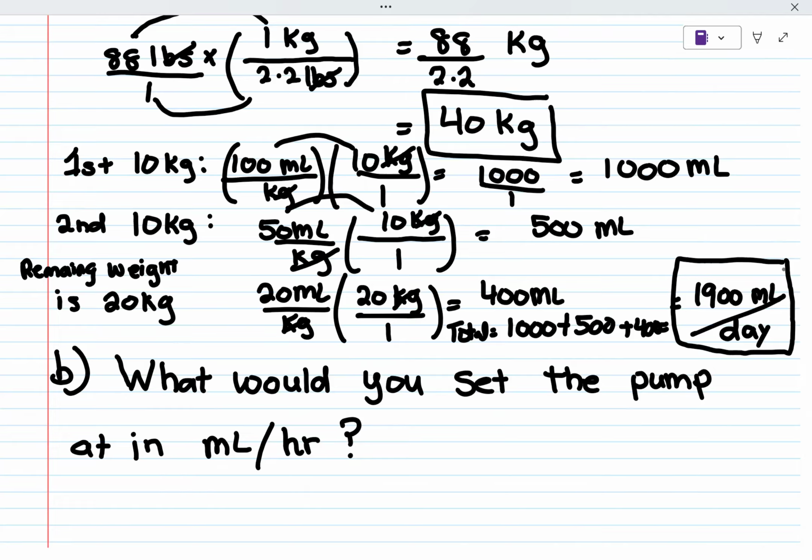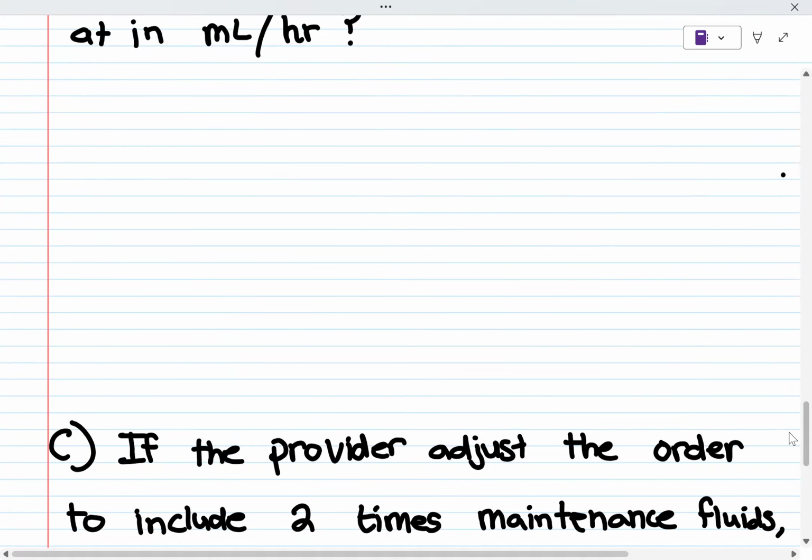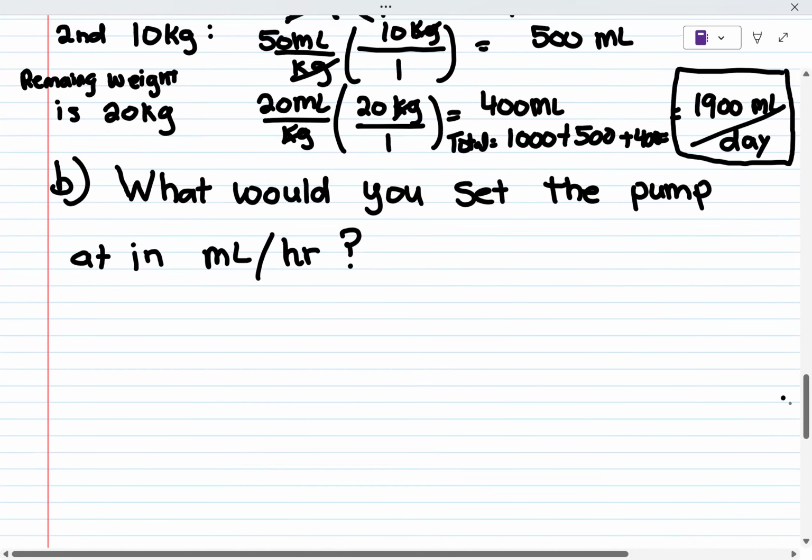Okay, so that was part A. Now let's do part B. So what does part B say? Part B says, what would you set up the pump at in milliliters per hour?